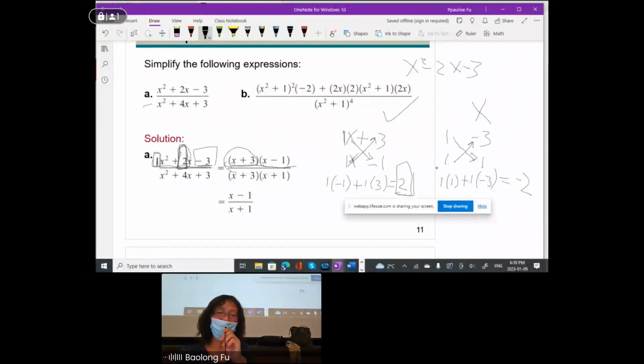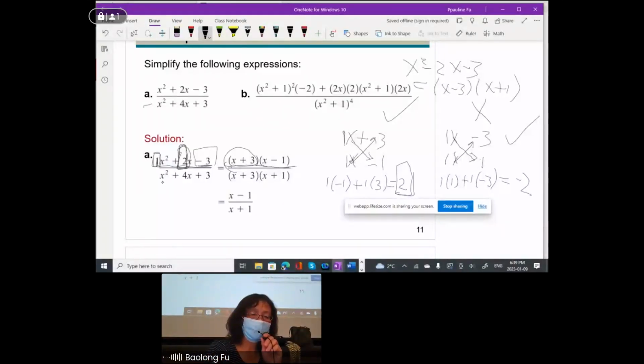This one is correct. This one becomes correct. Okay, so the result should be x minus 3 times x plus 1. See, x minus 3, x plus 1. Okay, any questions?